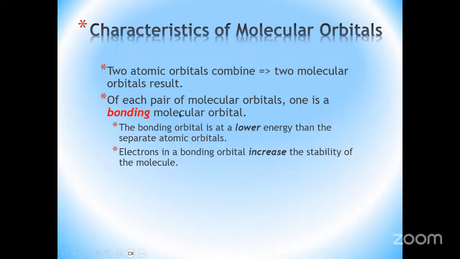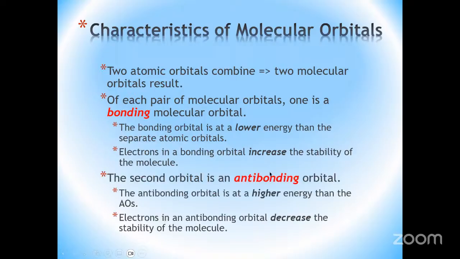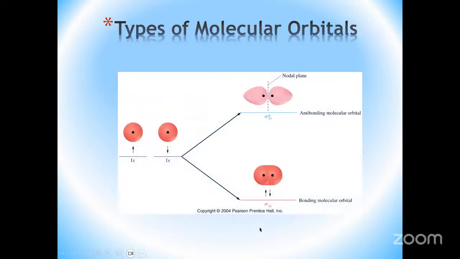So as stated here, one of the molecular orbitals, which would be of a lower energy, is called a bonding molecular orbital. Its energy will be lower compared to the separate atomic orbitals, and therefore when electrons go into that orbital, it increases the stability of the molecule, all right? On the other hand, the second orbital that is formed is called an anti-bonding orbital, and its energy will be higher compared to the atomic orbitals from which they're formed. As a result, when electrons go into those orbitals, that will result in a decrease in the stability of the molecule, all right?